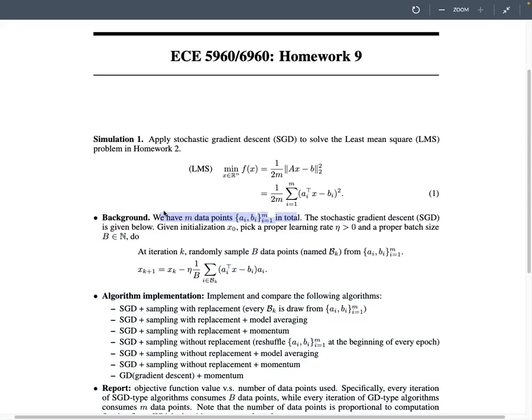Now, what we do, given an initialization, this is standard. Given initialization, pick a proper learning rate and the proper batch size. So learning rate, we know about learning rate. It is the learning rate that we apply in the algorithm update. So what is this batch size? This batch size is a parameter that determines how many samples you query in every iteration from the data set.